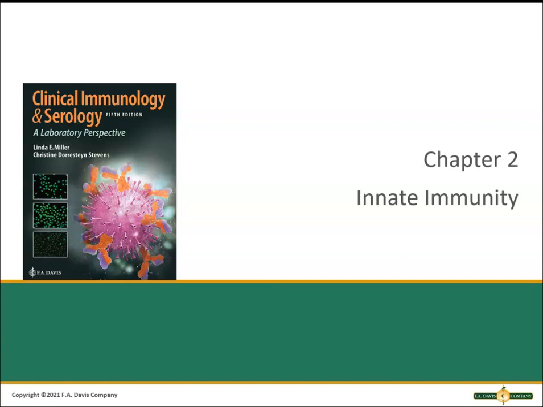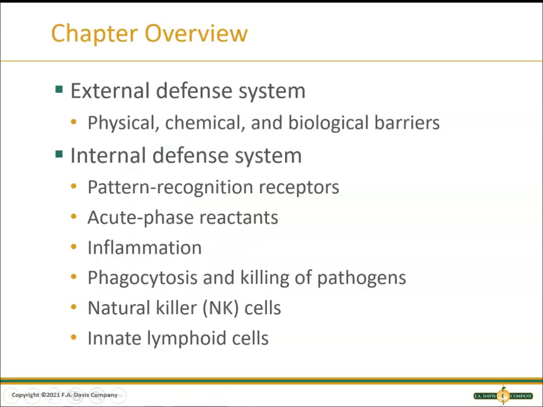Okay, now we're talking about Chapter 2. Chapter 2 is delving into the innate immunity system. So the chapter overview for the innate system, Chapter 2, is external defense systems, which are the physical, chemical, biological barriers that we have, and then the internal ones, in other words, deeper.